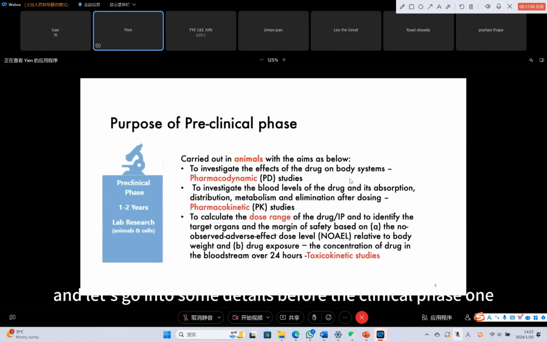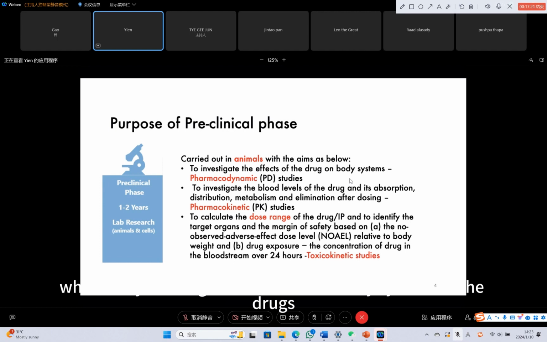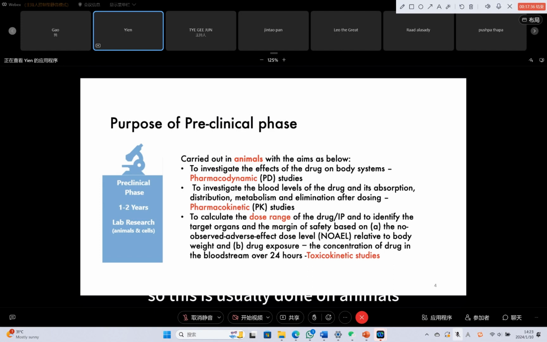And let's go into some details before clinical phase 1. The preclinical phase usually investigates the pharmacodynamic studies, in which it investigates the effects of drugs on body system, while pharmacokinetic data is also obtained during the preclinical phase, where they investigate the effects of body system on the drugs. And here they also calculate the dose range and study the toxicokinetic studies of the drug before it is used on humans. So this is usually done on animals.